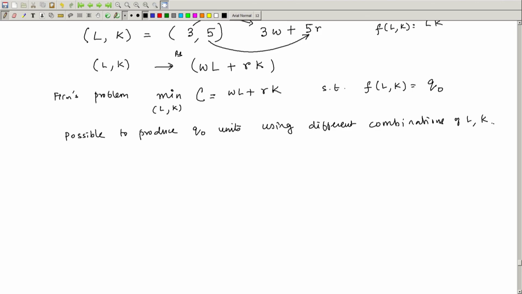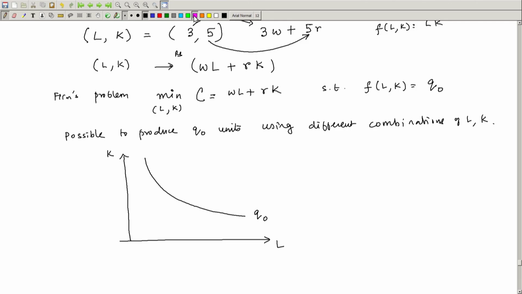Right? I can use different combinations of labor and capital to produce Q0 units. How do I know that? Because recall, you have an isoquant, which is Q0. So this is my Q0th isoquant, and the isoquant captures all combinations of labor and capital which yield the same level of output. So there are various combinations of labor and capital that I can use to produce Q0 quantity of output.